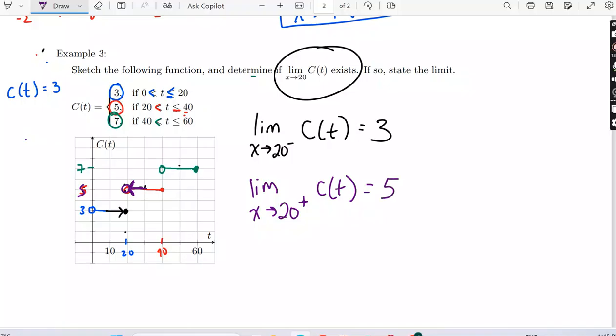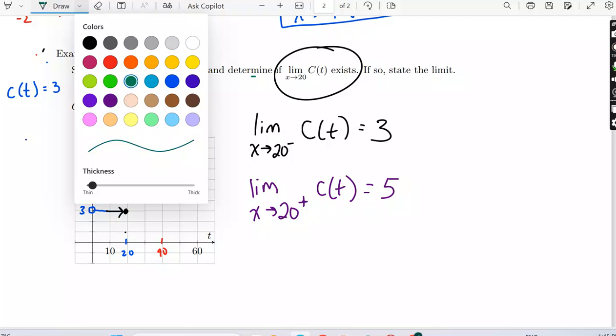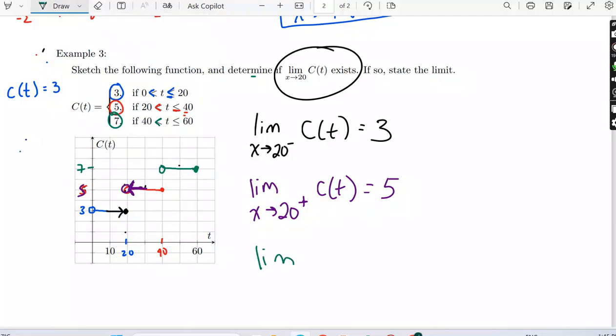Huh. Is 3 the same thing as 5? It is not. So we then say the limit of C(t) as t approaches 20 does not exist.